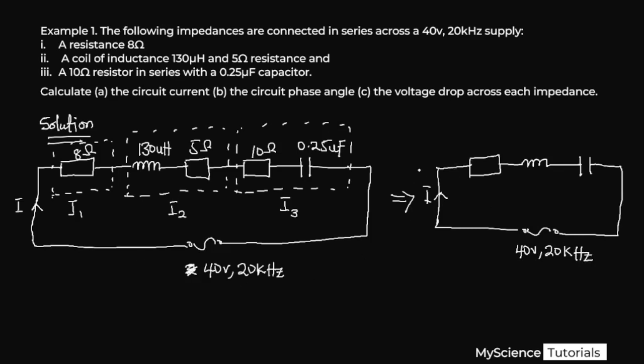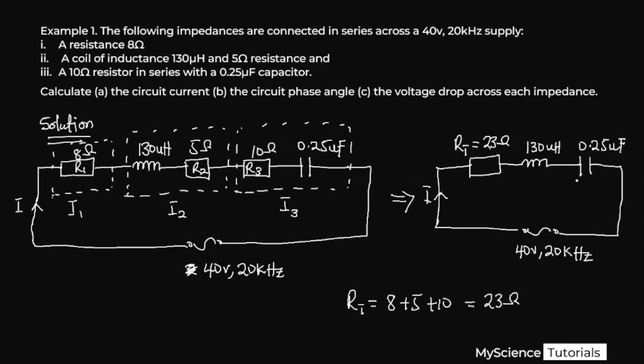Now the total resistance, let me make that RT, will be equal to R1, R2, and R3. So our total resistance, R total, will be equal to 8 plus 5 plus 10 ohms. As we can see, 8 plus 5 is 13, plus 10 gives us 23 ohms. So our total resistance is 23 ohms. Our inductor is still going to be 130 microhenry, and our capacitor is going to be 0.25 microfarad. So this is now a simpler version of the entire complex impedances that we have. From here we can go ahead and calculate whatever the question is asking us to do.